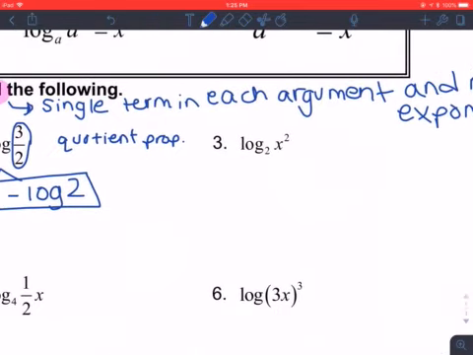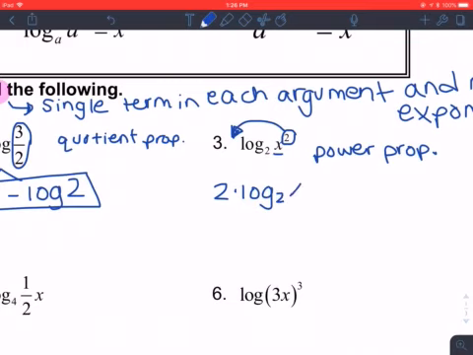In example 3, I only have one term in my argument. However, I do have an exponent of 2. So we need to get rid of that exponent, and the way we're going to do that is by using the power property, which tells me that the exponent can be written as a coefficient being multiplied times my log. So this is the same thing as 2 times log base 2 of x. And now I know I'm done. I only have a single term in my argument.